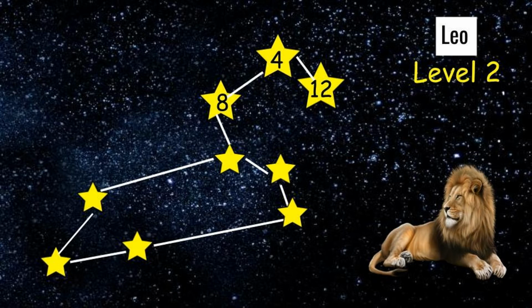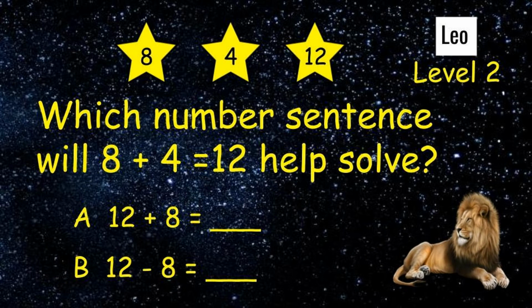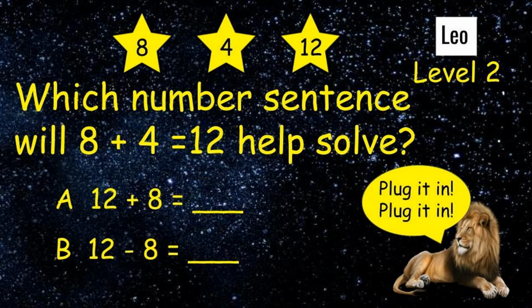Here's our level 2 fact family, which is found on the constellation Leo. Many think that Leo looks like a lion. It uses the numbers 8, 4, and 12. The question asks, which number sentence will 8 plus 4 equals 12 help solve? We're going to either add or subtract. Which do you think the best answer is? 12 plus 8 equals blank or 12 minus 8 equals blank? If you still aren't sure of the answer, here's a hint.